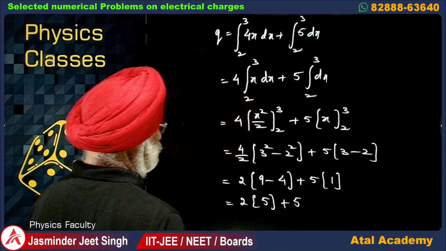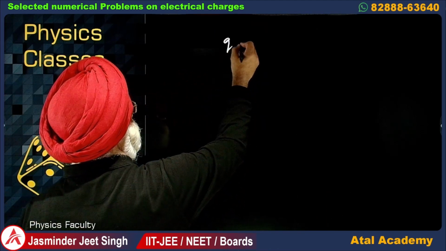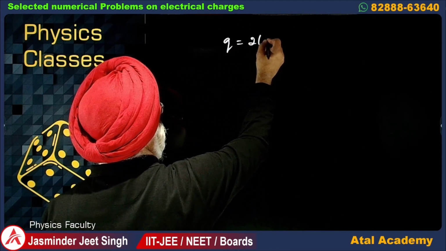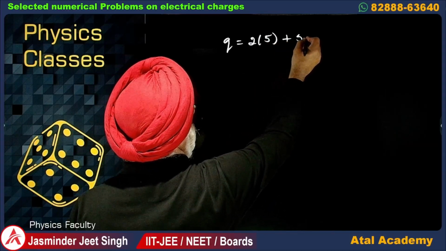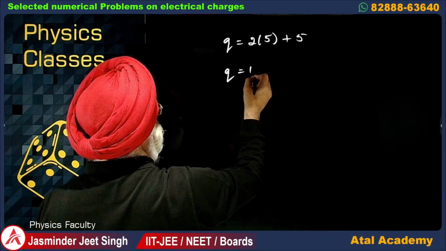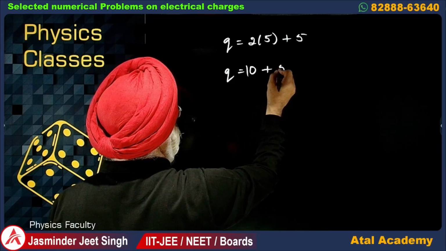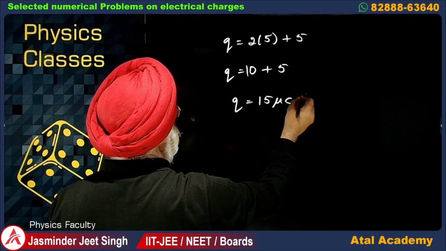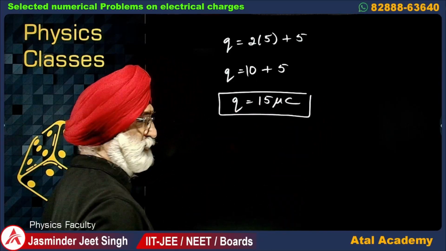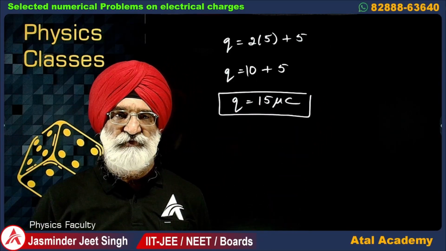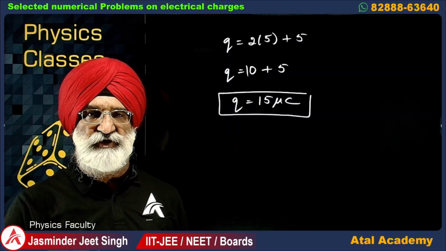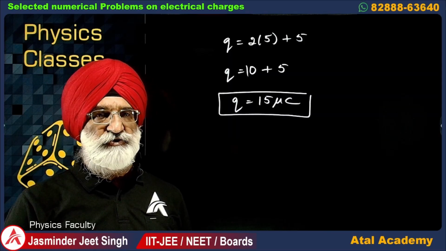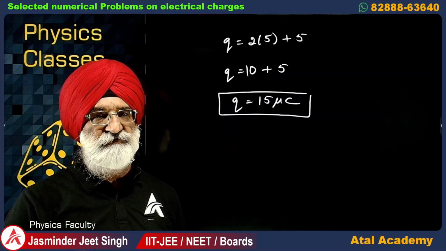And the charge which we will be getting, it will be 2 into 5 plus 5. It will be 10 plus 5. Q will be 15 microcoulomb. Along this charge distribution, the charge present from x1 equal to 2 centimeters to x2 equal to 3 centimeters is 15 microcoulomb.